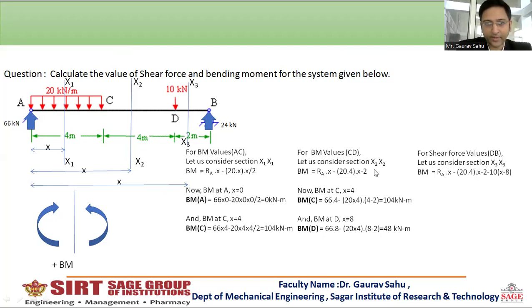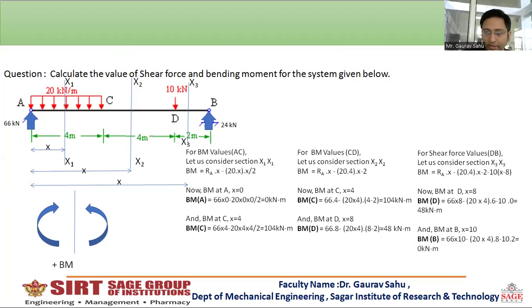Like here it was x minus 2 because x is the total distance and 2 is this midpoint portion. So you are getting x minus 2, and in the similar way, x minus 8. Okay. Now putting the value of BMD is equal to 8 in the above equation, you are getting 48 kilonewton meter, and BMB is equal to 10x because the total distance of point B from A is 10. So putting the value, we are getting 0 kilonewton meter.